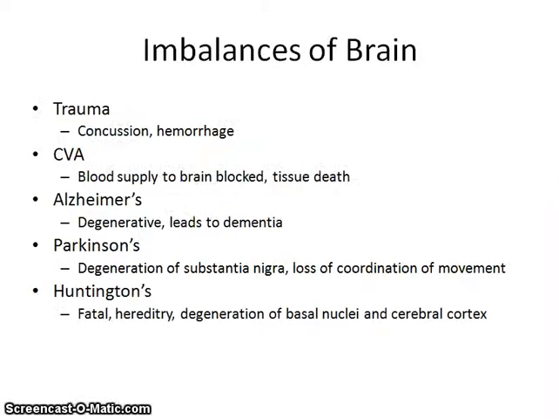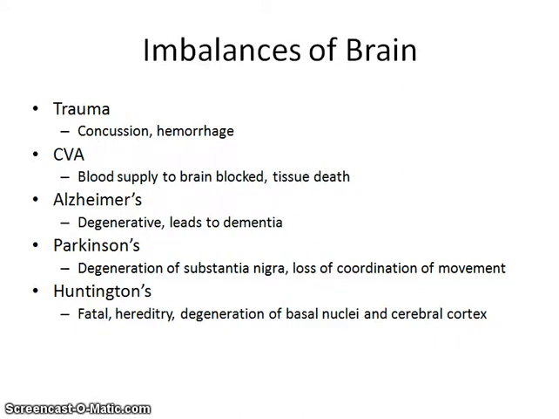Alright, last thing about the brain, things that can go wrong. So we have trauma, cerebrovascular accidents, Alzheimer's, Parkinson's, and Huntington's. These are pretty common diseases of the brain, so make sure you take a look at these on your own. Go ahead and pause the video and look them up if you need to.